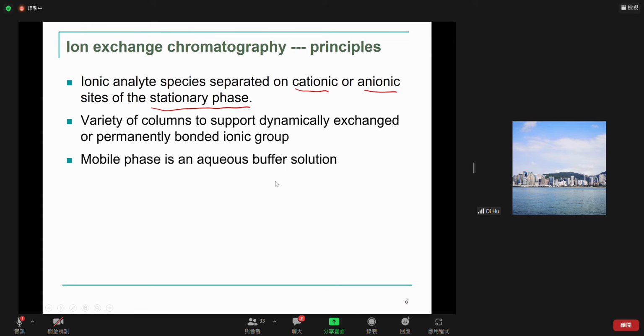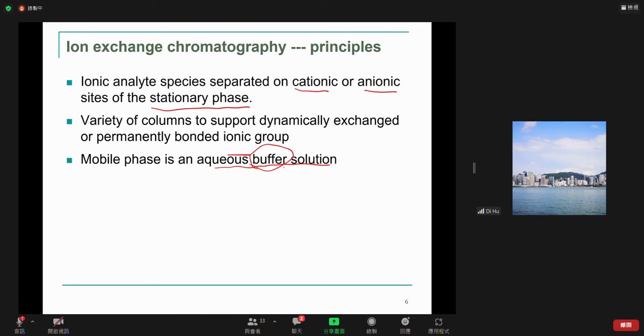And the mobile phase is often an aqueous buffer solution. For ion chromatography, if you want to separate fluoride, chloride, bromide, we often use a buffer solution, a sodium carbonate and sodium bicarbonate mixture. It tries to maintain the pH. Why a buffer?